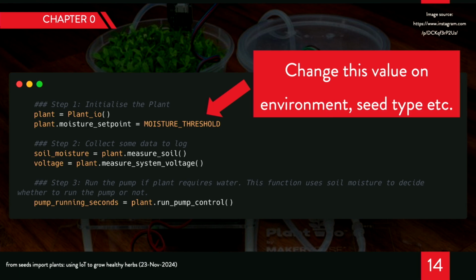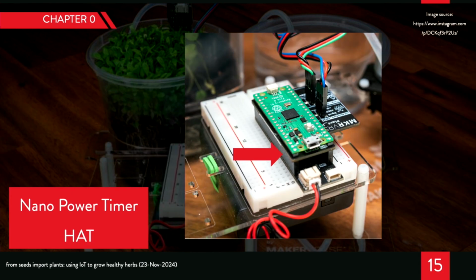There's also a moisture threshold here, and that is a setting that we can change, which, as the name implies, sets the threshold at which we start to activate the pump. This is configurable depending on the environment you're in, and also what plants you're growing. As anyone who's grown plants or any kind of fruit or vegetable knows, things have different water requirements. So this is something that you can tune.